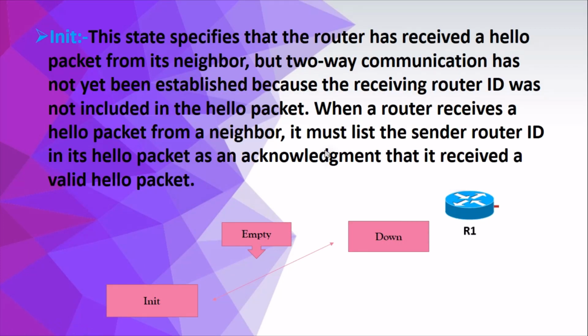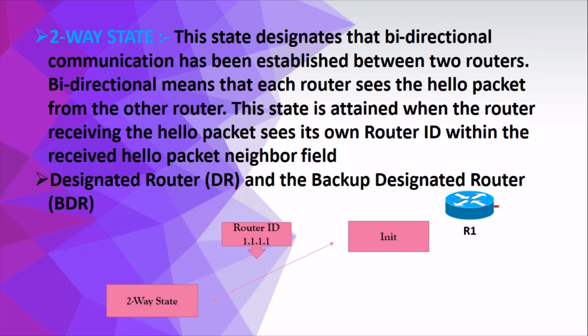The second state is the init state. In the down state, the hello packet is not sent, right? In init, the hello packet is sent from R1 to R2, but two-way communication has not been established. When we send the hello packet, the router ID should be present in the hello packet. If the router ID is not present, that is not valid. So in this state, the hello packet is sent, but the router ID will not be there in the hello packet.